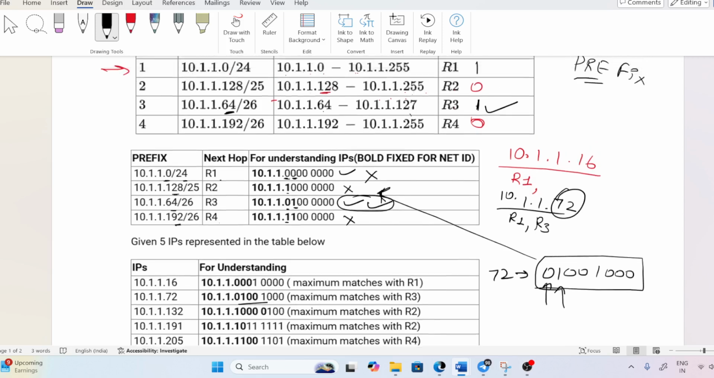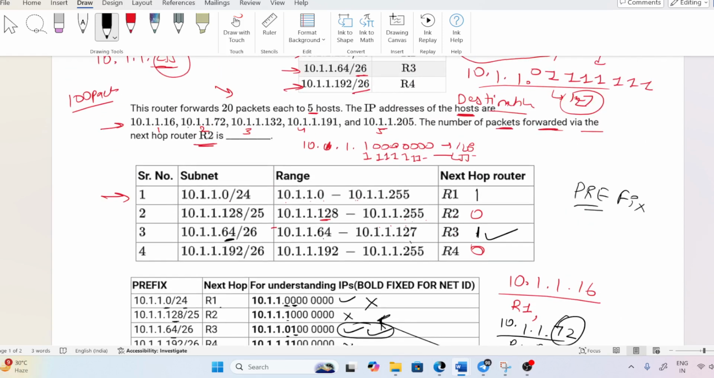Now let's check another pattern. Next we have 132. Now check where 132 is going to come out. In range 1, 10.1.132, yes, it is coming. R1 it is coming. In R2, yes, it is coming also. In R3, no, it is not coming. In R4, not. In R1 and R2 it is coming. Now check which is nearer. So 128 is nearest to 132, so it will go to R2. So R2 also gets 1.